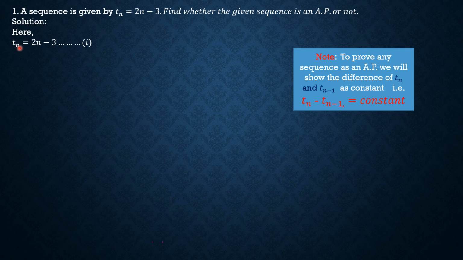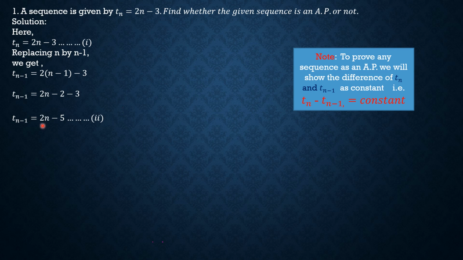We will replace this n and this n by n minus 1. So replacing n by n minus 1, we will get tn minus 1 is equal to 2 in bracket n minus 1 minus 3. We will simplify this right hand side to ultimately get 2n minus 5. Now we have obtained tn minus 1. Means both these are present now. Now we will find their difference.